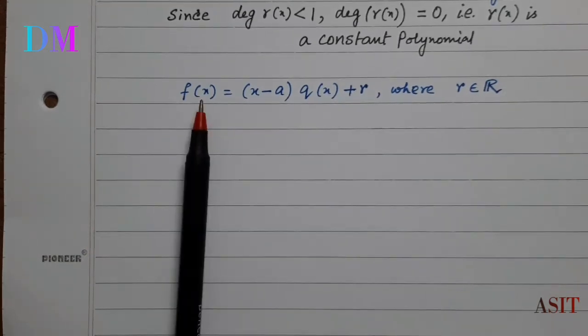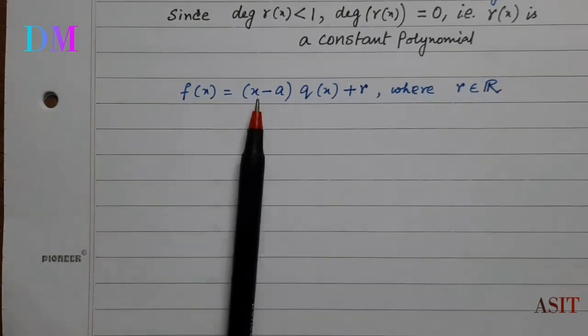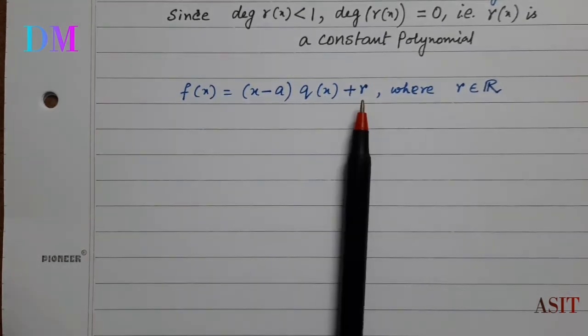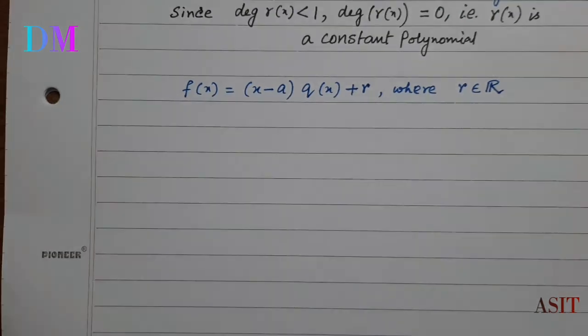Now the question is, if I put x equals to a, then what happens? Definitely, if I put x equals to a, this x will become a. This x will also become a. But there will be no change in r because r is just a real number. It is not depending on any x. So there will be no change. It's very bad luck for r.